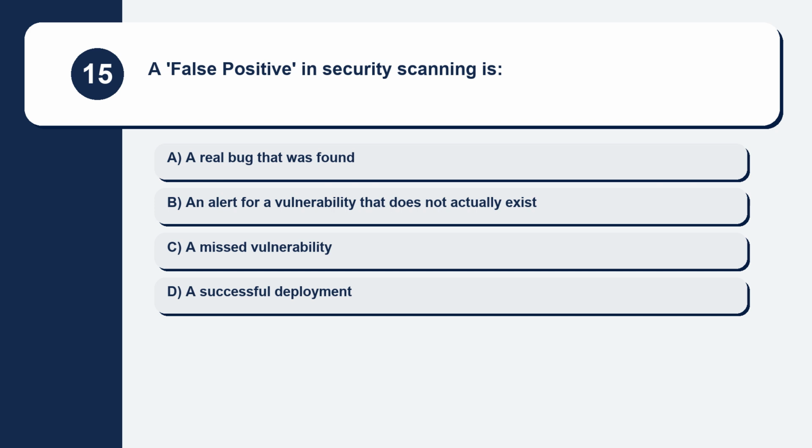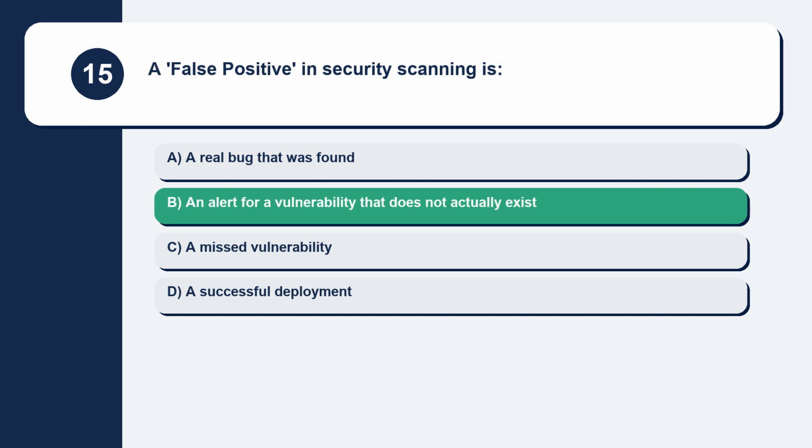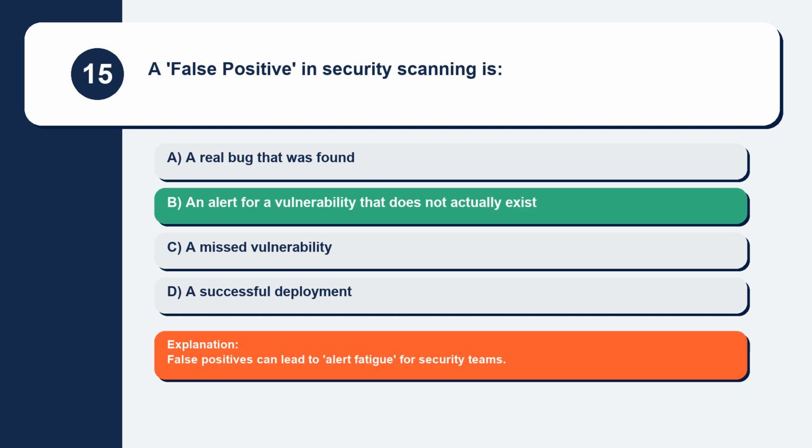Question 15. A false positive in security scanning is: a real bug that was found, an alert for a vulnerability that does not actually exist, a missed vulnerability, or a successful deployment. False positives can lead to alert fatigue for security teams.